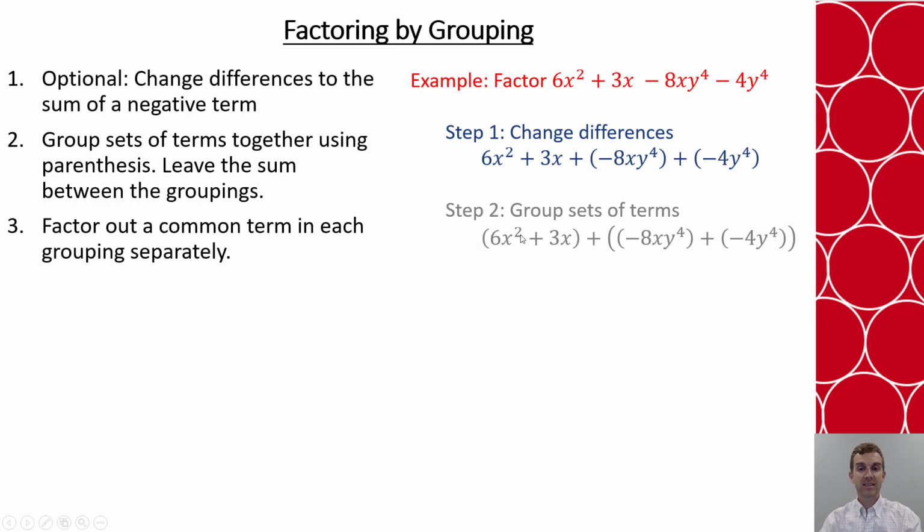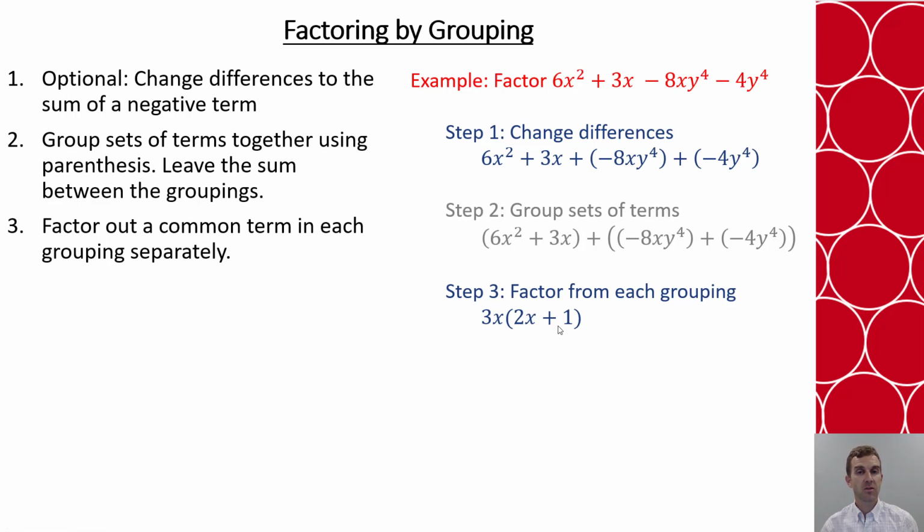So when I look at 6x squared plus 3x, I'm saying, what's the most I can factor out? Both of those terms are divisible by 3x. So 6x squared divided by 3x would remain 2x, and then 3x divided by 3x gives me positive 1.